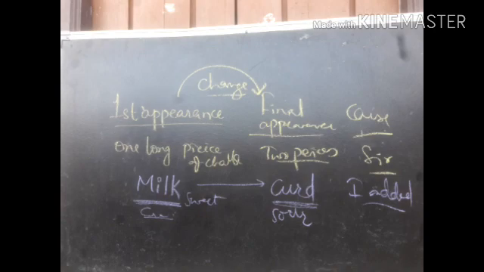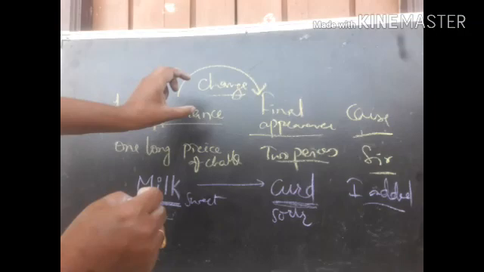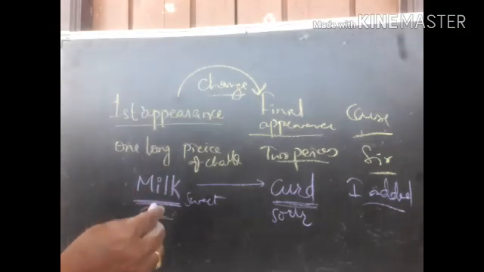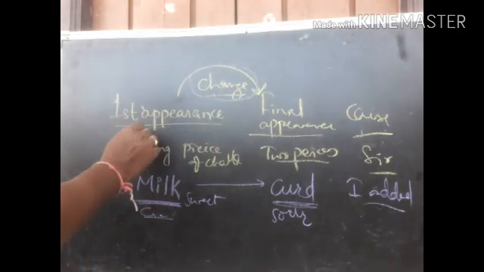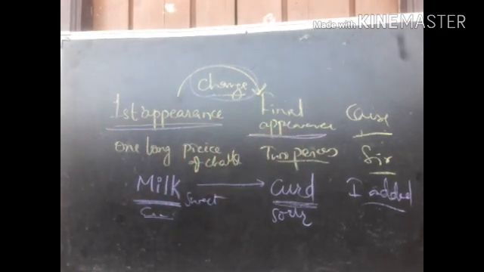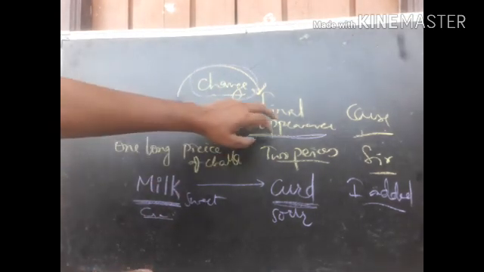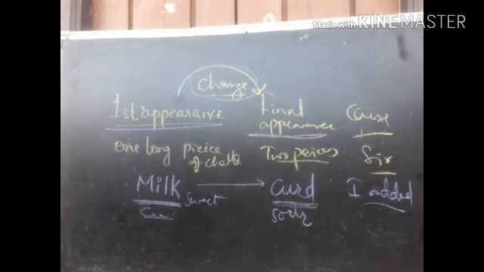Have you understood? What is the main concept of the lesson? Change. A change must contain a difference between the primary and final appearance. First appearance and final appearance should be different. Then only it is called a change, and every change has a cause.